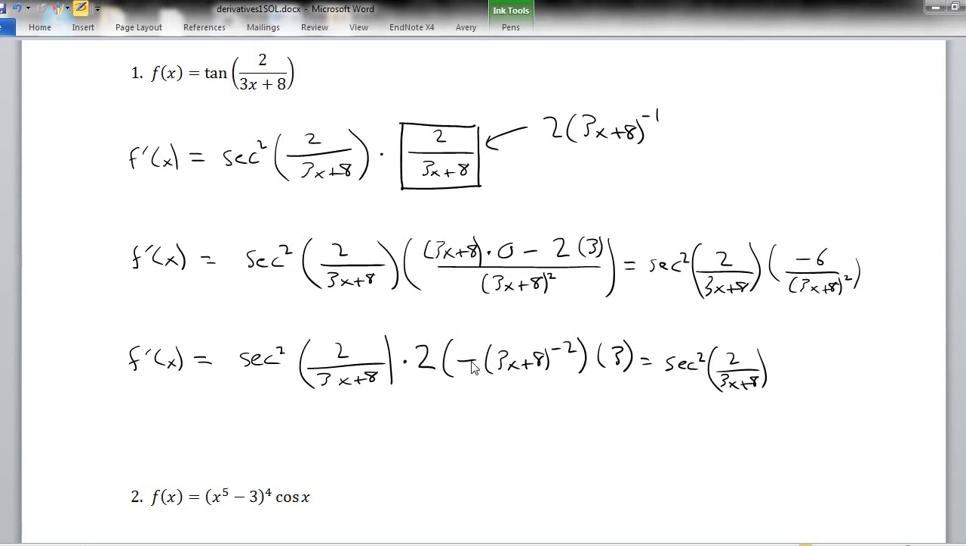All right, we have negative 2 times 3 is negative 6. And then this to the negative 2 is the same thing as 1 over 3x plus 8 squared. So we do indeed get the same thing. All right, so either of these two options for taking the derivative of this fraction are fine. Now, if you had something more complicated than 2 on top, like something involving x's, then you might as well just do the quotient rule. Okay.